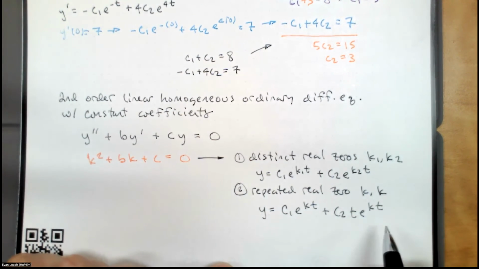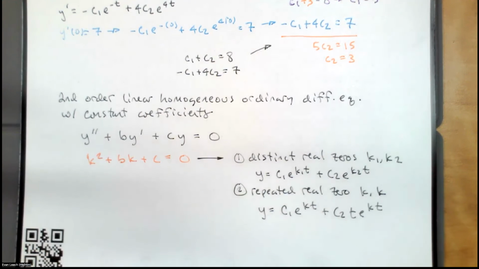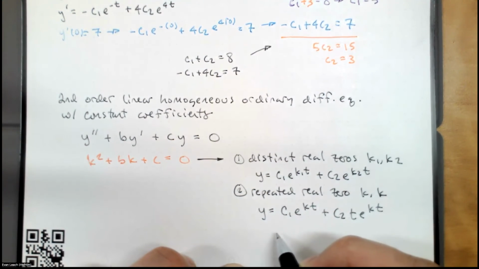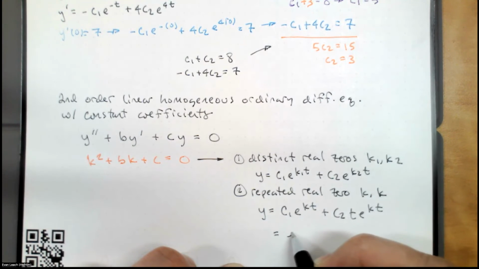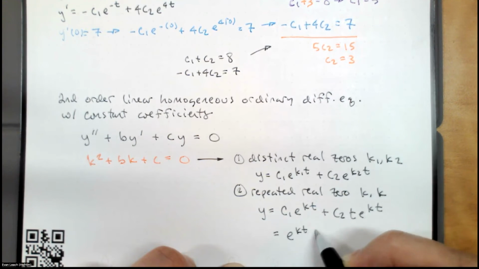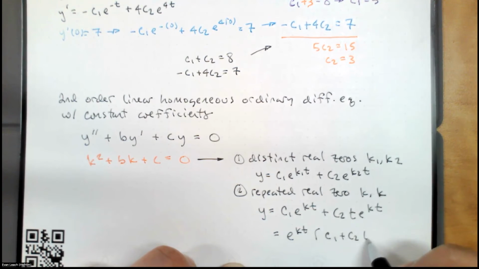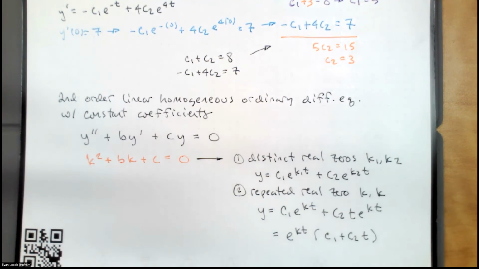So when we have a repeated real zero, we can't write e to the kt twice, so we take the second one as t e to the kt. Usually we'll factor out the e to the kt part and have e to the kt times a polynomial, c1 plus c2t. We don't want to have to do the product rule any more than we need to. But if you get repeated real zeros of your characteristic polynomial, this is how you write the general solution.